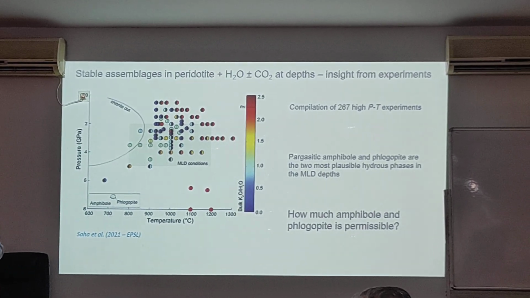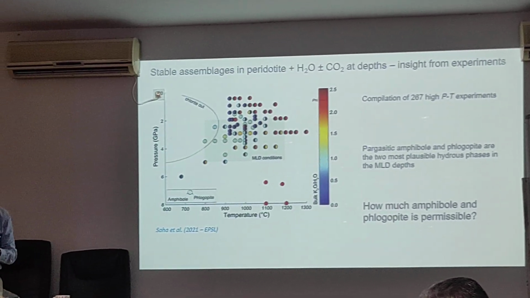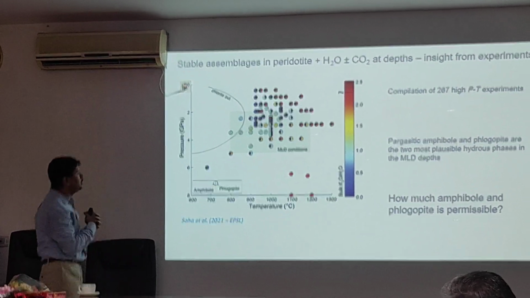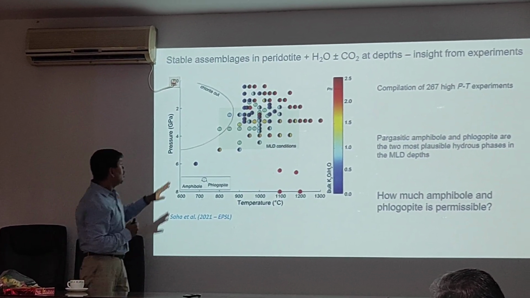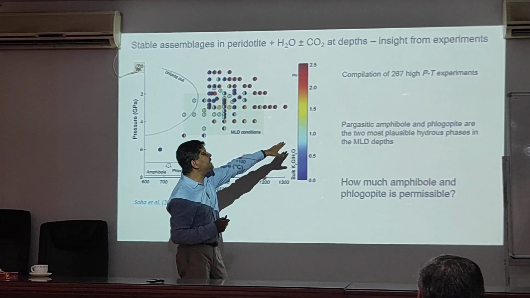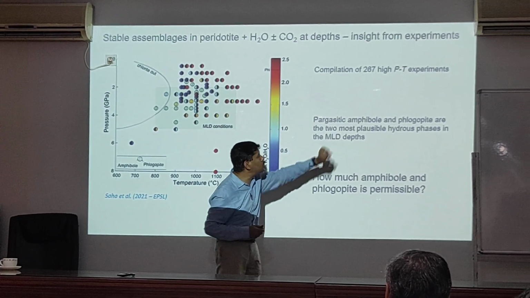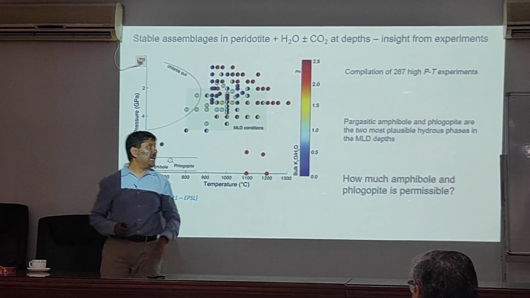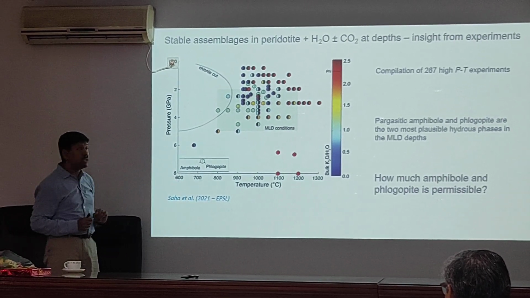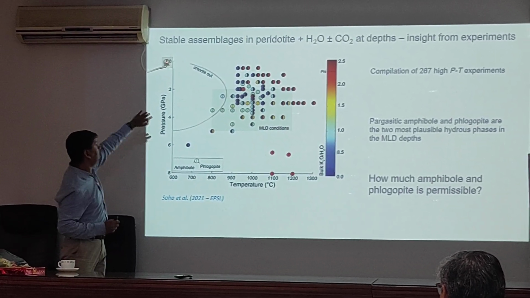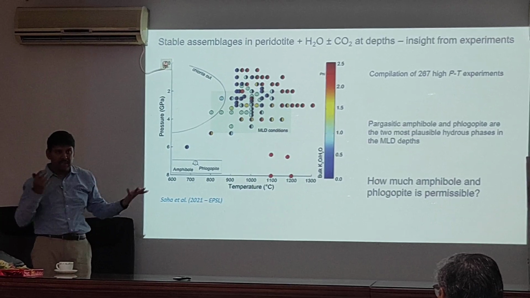So it's very basic phase chemistry in the peridotite system, but still it's good to see that once you compile that. What came out of it is pargasite amphibole and phlogopite are the two most plausible hydrous phases that can be stable at MLD depths. It's not chlorite, because the chlorite boundary is at much lower temperature. It's not any other exotic phases.